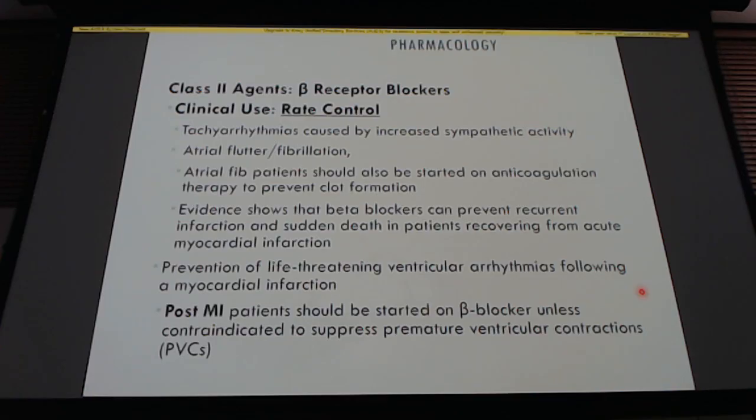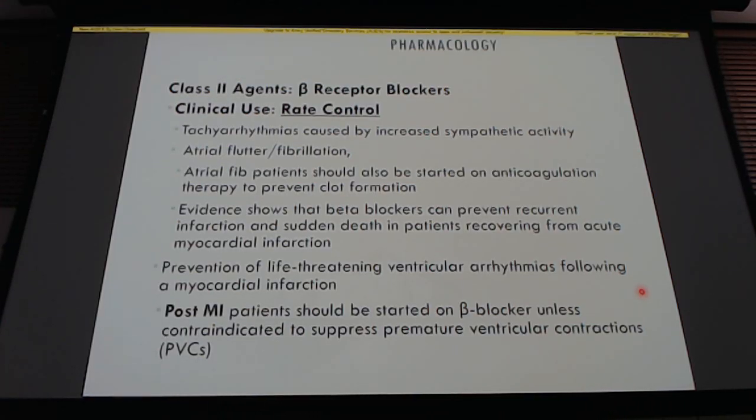So if I have somebody who has too much sympathetic activity and I want to shut that down, I'm going to say, hey, beta blocker, block that from happening. Slow that down so that we can have a normal rate. Okay, so my arrhythmia is not as fast. Tachy is where we're saying it's going fast.